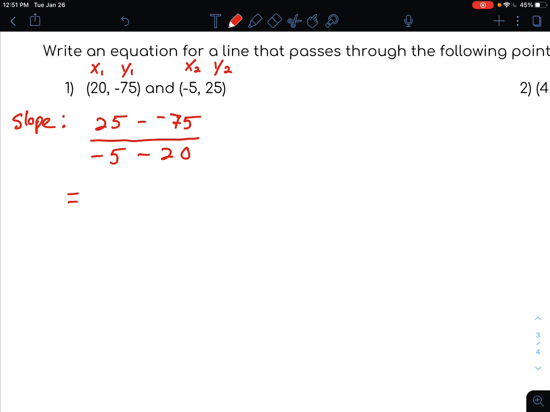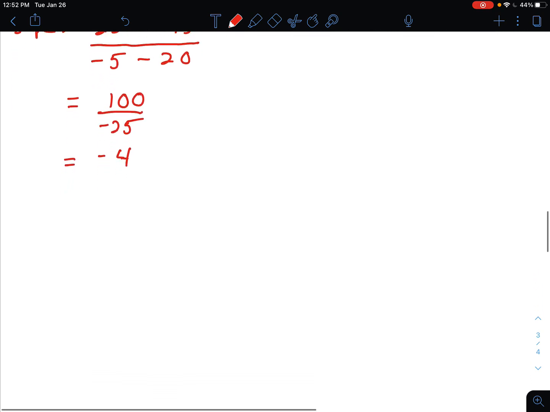So 25 minus negative 75, when you minus a negative, that actually turns to a plus, a positive. So 25 minus negative 75 is actually positive 100. It's the same as 25 plus positive 75. Negative 5 minus 20 is negative 25. And if we take 100 divided by negative 25, that comes out to a nice slope of negative 4. So the slope is negative 4.